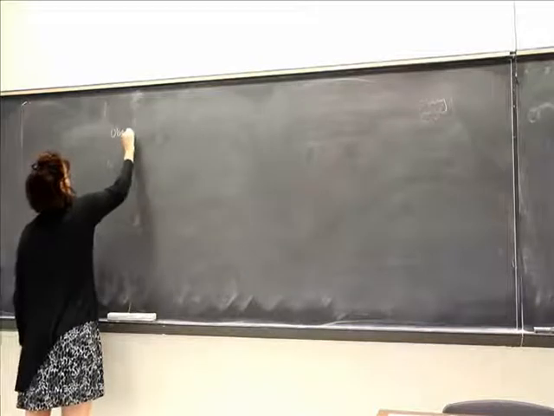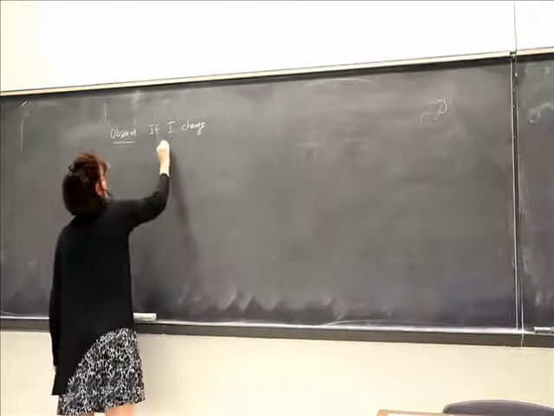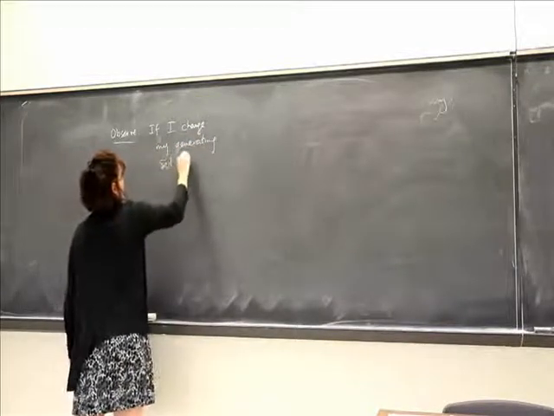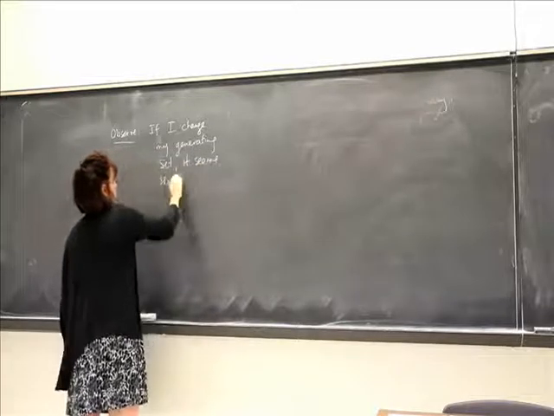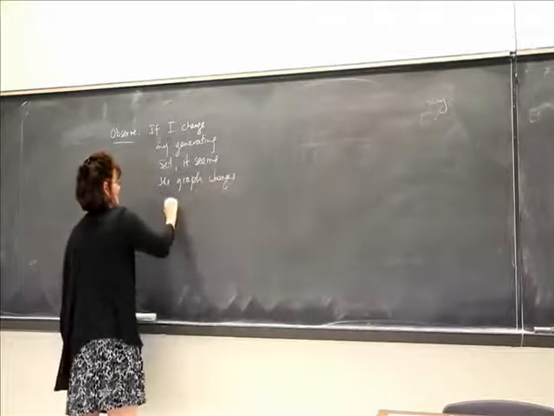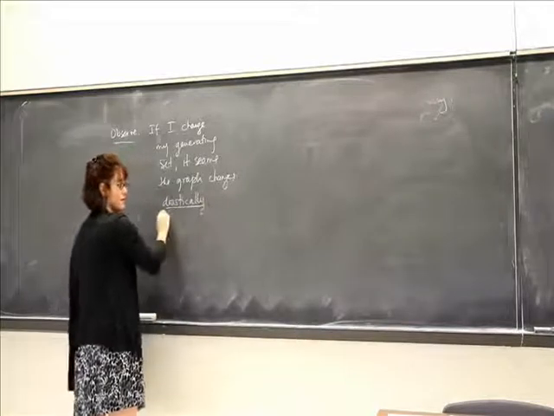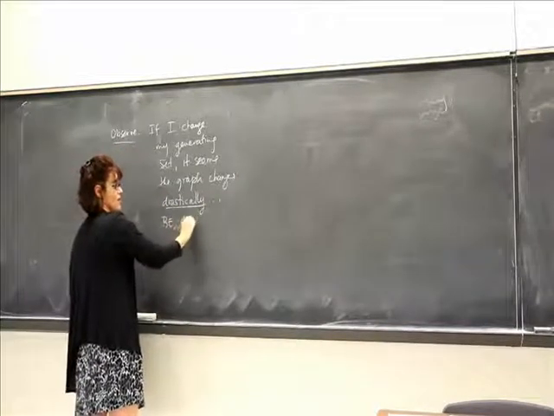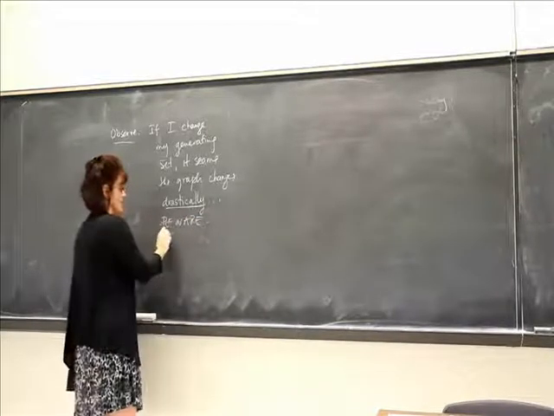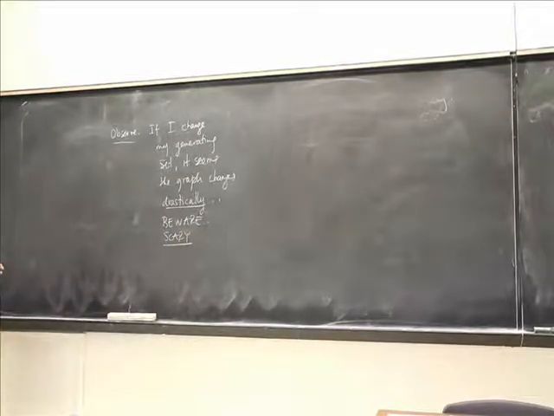Observe one thing. If I change my generating set, it seems the graph changes drastically. That seems a little scary. Right? But it turns out that's not such a big problem in this theory.